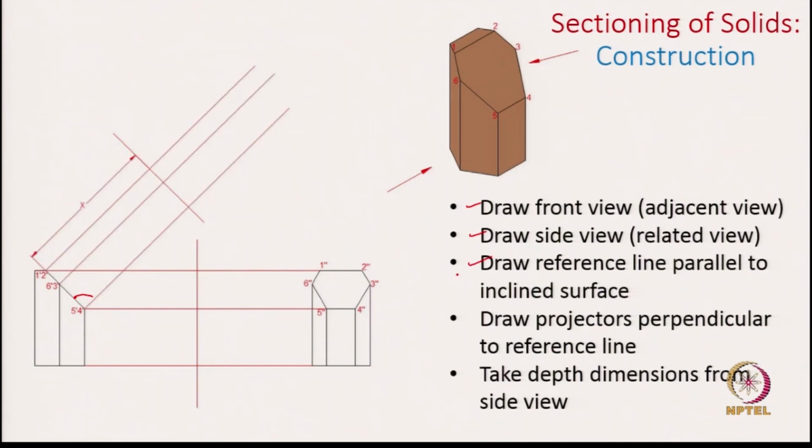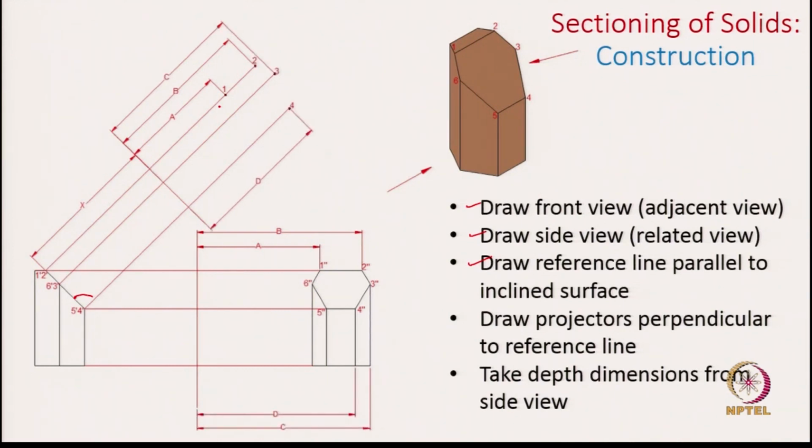Once you capture the reference line, then we use these projectors which are perpendicular to both the inclined line as well as the auxiliary plane, and then we capture the depth information from the side view. Now let us look at how we capture this cross section. This cross section has 6 points labeled 1 to 6. We will use those 6 points one at a time. First, for point 1 we see it is at a distance A. The same distance A I am using in the auxiliary view to capture point 1. I repeat the same process for point 2, which is at a distance of B in the side view. I just copy it into the auxiliary view.